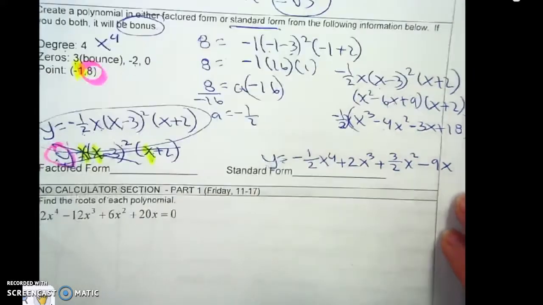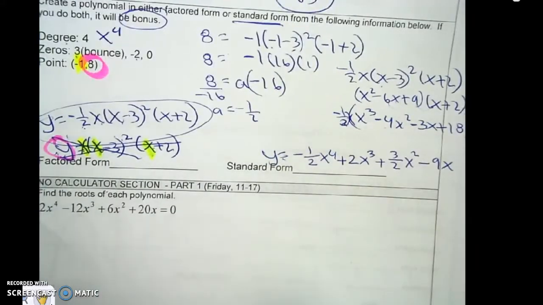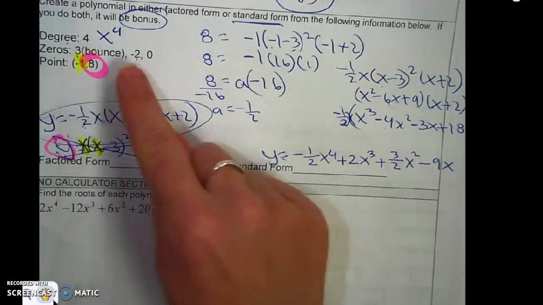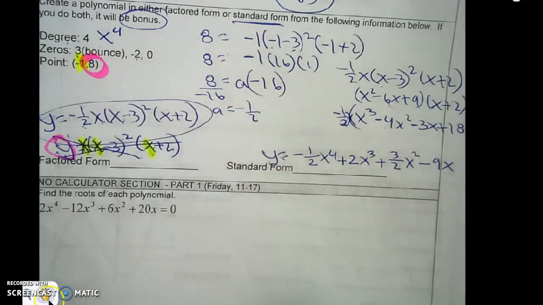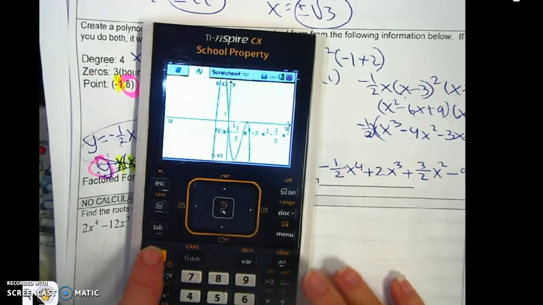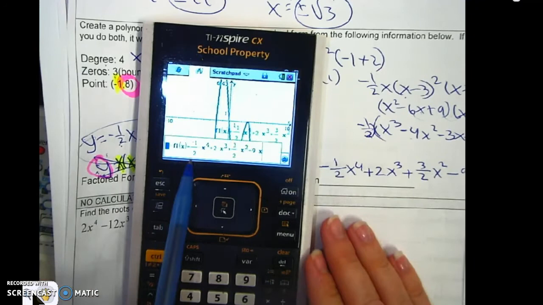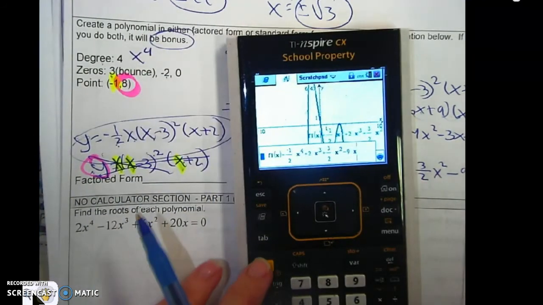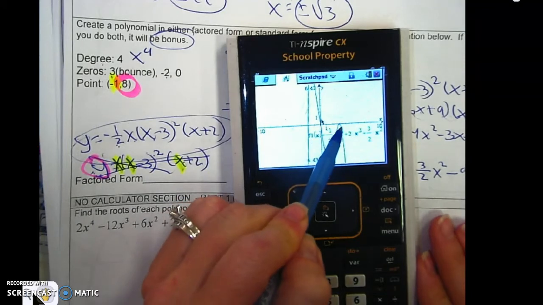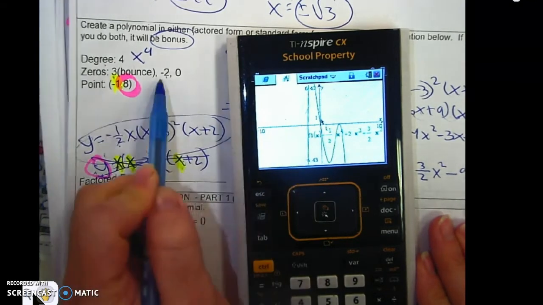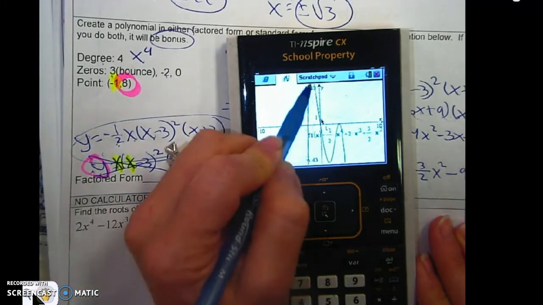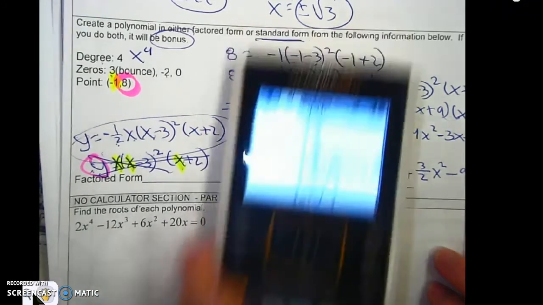Now what I could do is take this, which I will pause real quick, put it in the calculator, and make sure that it actually matches my 3 bounce, negative 2, 4, and it crosses negative 1, 8. So what I did is I inputted my actual answer that I got in standard form here. And let me press Control G to clear it. Now, if you look, there's my 3 bounce. There's my negative 2 through, and there's my 0 through. And then the point negative 1, 8 looks like it's right up there. So I feel good to go.